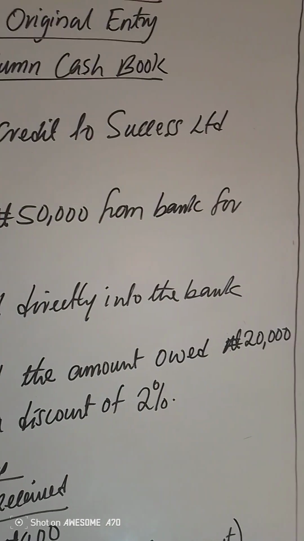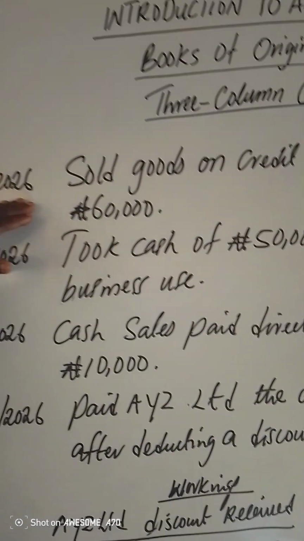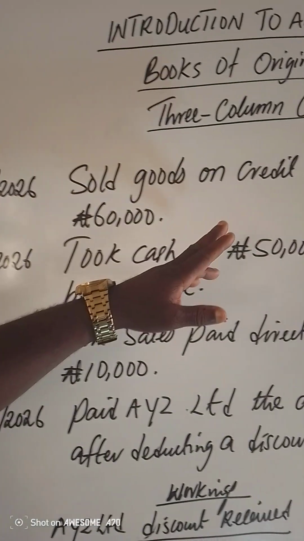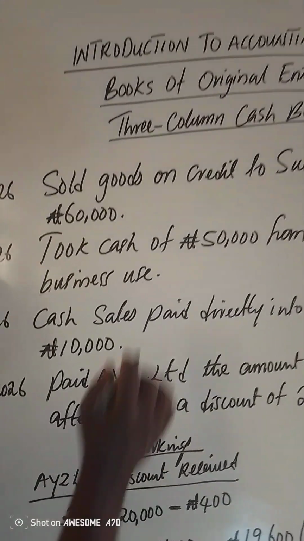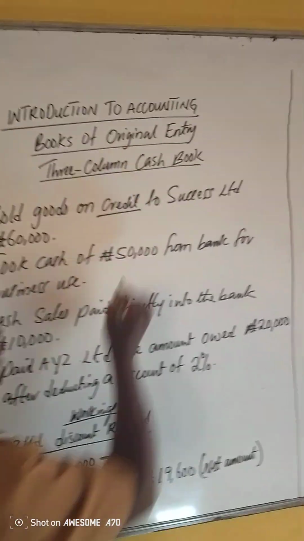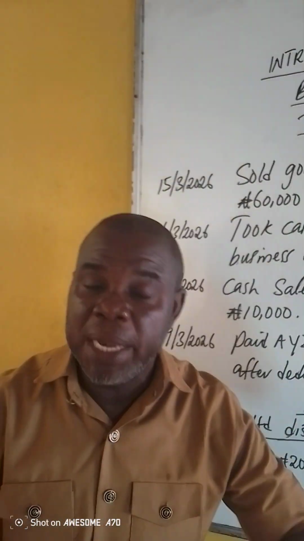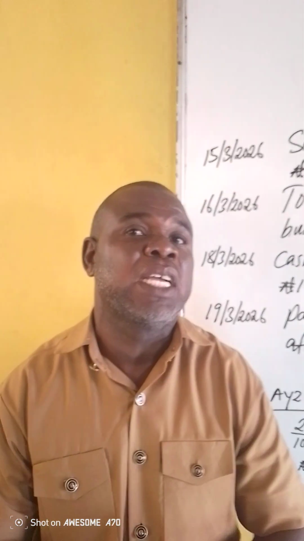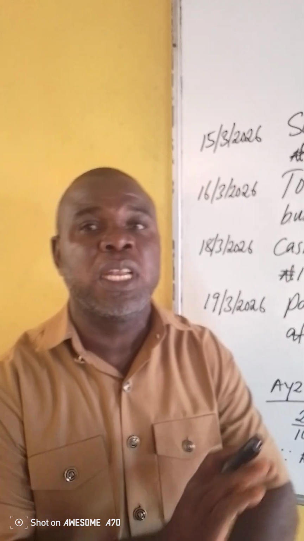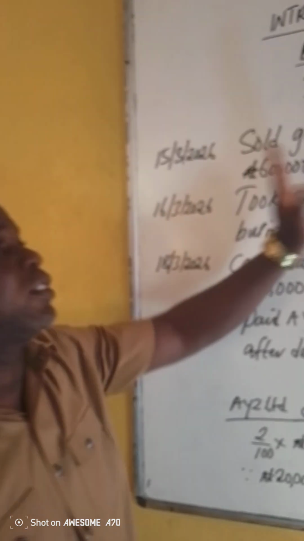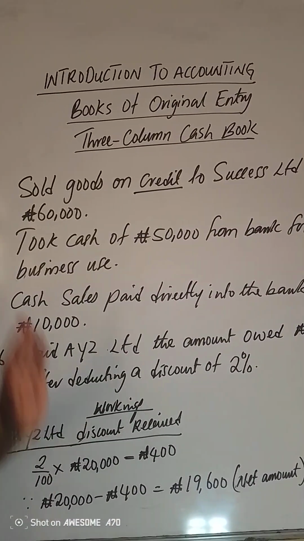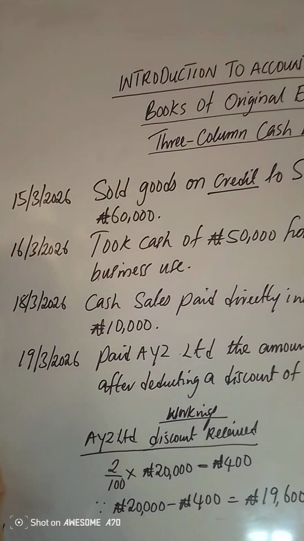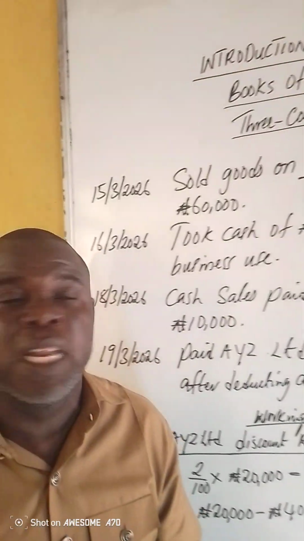Let's look at the 15th of March 2026: sold goods on credit to Success Limited, 60,000. Mind you, I told you that anytime you see credit under cash book, please don't record the transaction in the cash book, because the cash book deals with only cash transactions. So any transaction that is on credit should not find a place in the cash book. This transaction will not be recorded in the cash book. Quickly move to the next one.